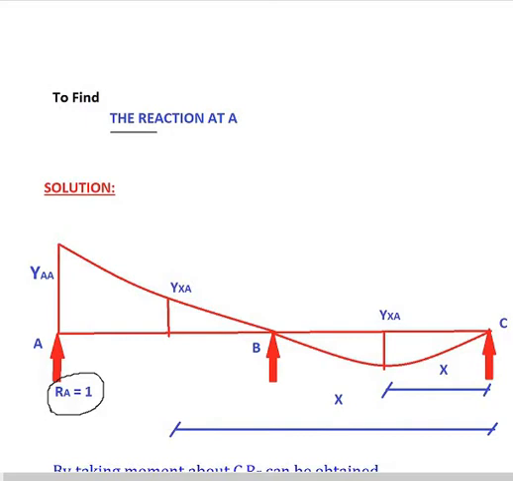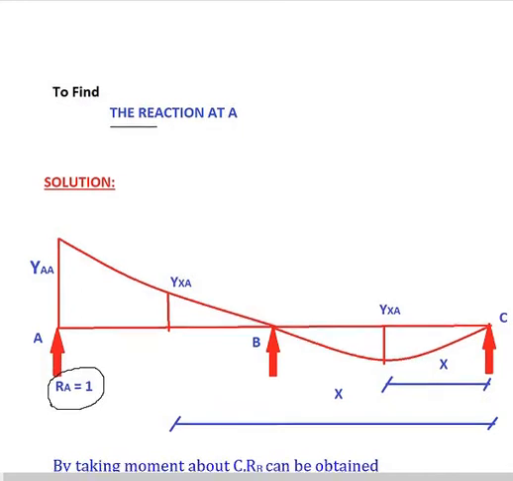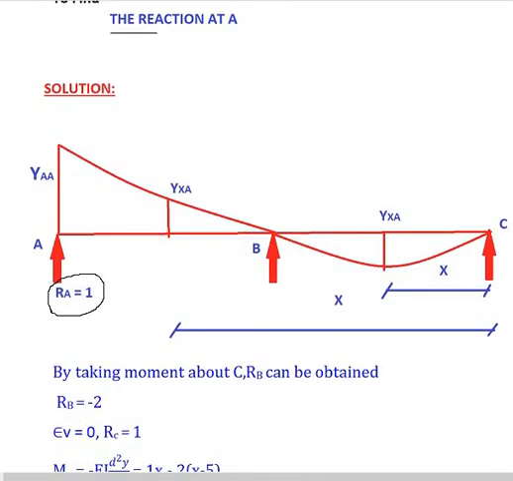The next step is to find RB and RC, because these are all the reactions in the given beam. How can we find them? By taking the moment about some point. First I am going to take the moment about this point C. By taking moment about this point, I can find out the RB value. So RB is equal to -2.